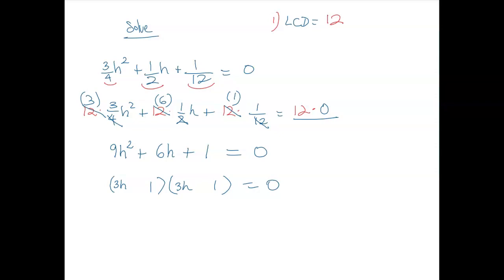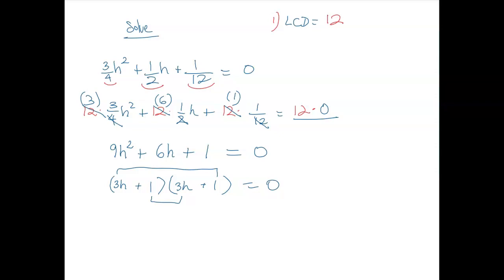So 3h times 3h is 9h squared, right? And then we know that the inner and the outer, if we add them up, is going to equate to 6h. My outer is going to be 3h times 1, which is 3h, and then 1 times 3h is 3h, and then you add them up, you get 6h. And then 1 times 1 is 1. So it works out perfectly.